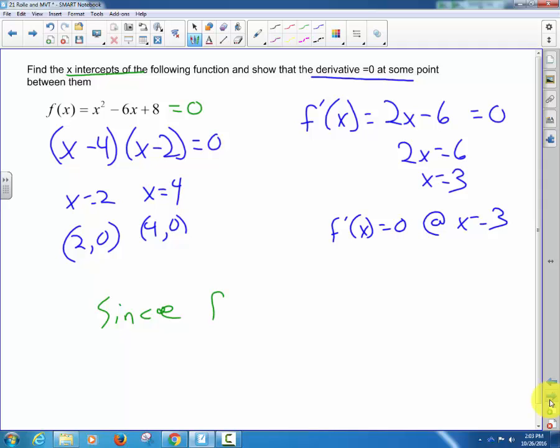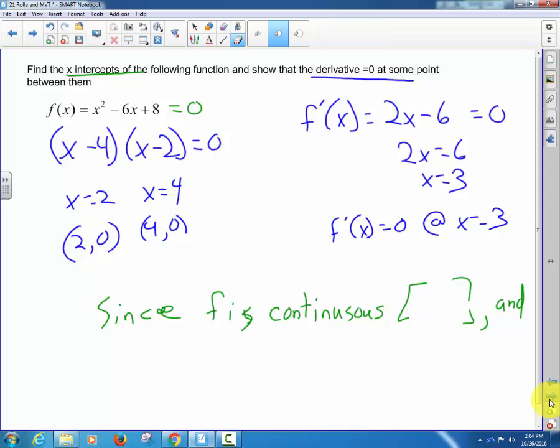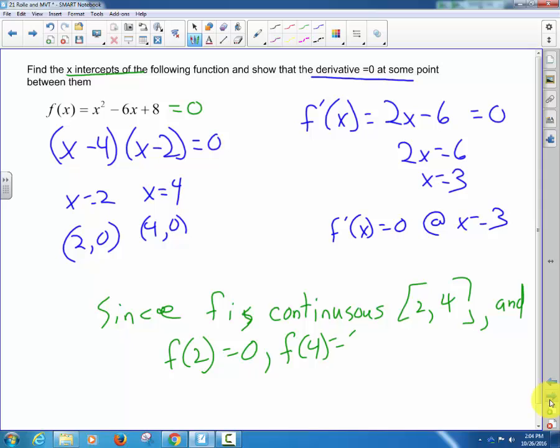Okay? Since f is continuous from a to b. What else has to be true? f is continuous, and what? f of a equals f of b. Instead of a to b, let's write the actual numbers there, 2 to 4. And f of 2 equals 0, and f of 4 equals 0. All right? Something else, though.